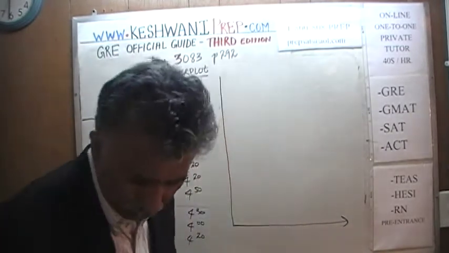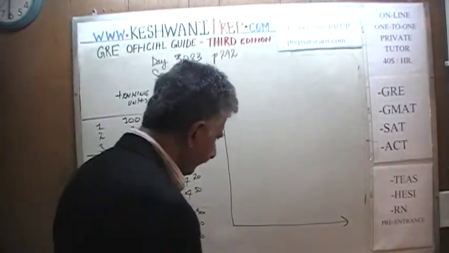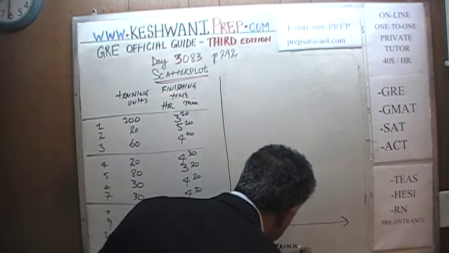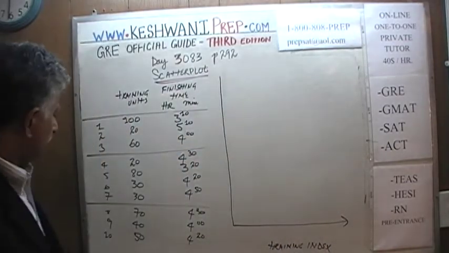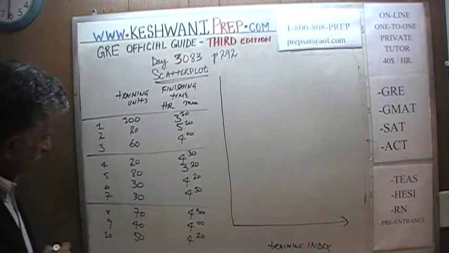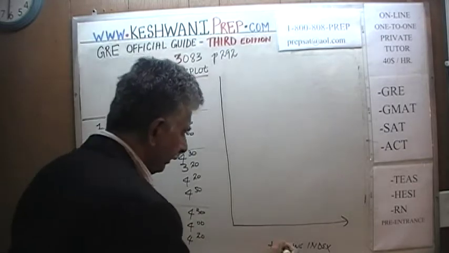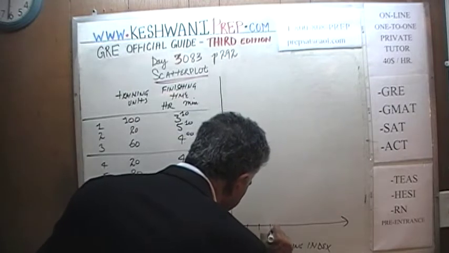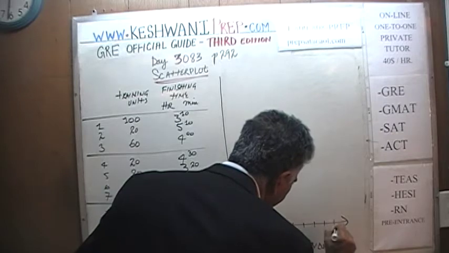One more time, on the x-axis, we're going to have the training index. And that goes all the way from 100 to 20. So we'll do from 10 through 20. So let's do it here. 1, 2, 3, 4, 5, 6, 7, 8, 9.